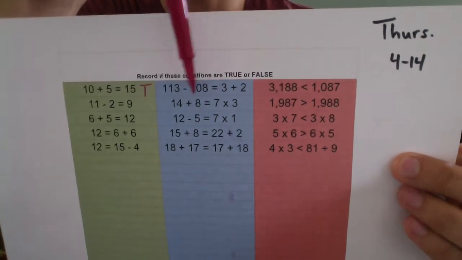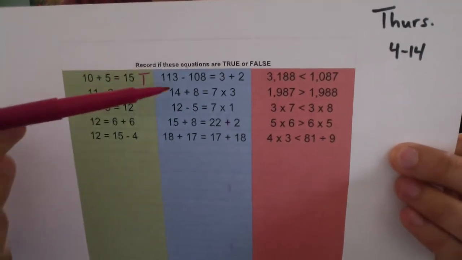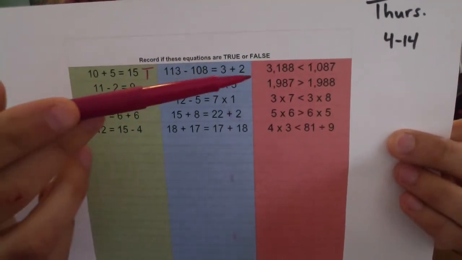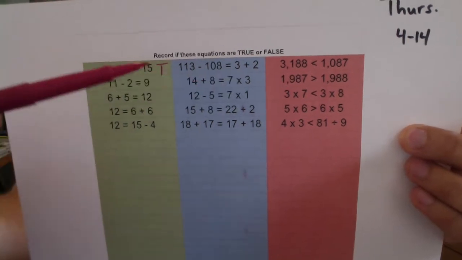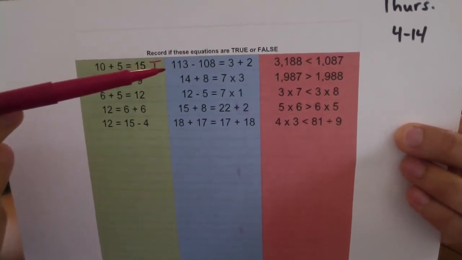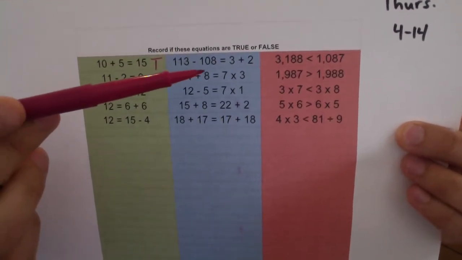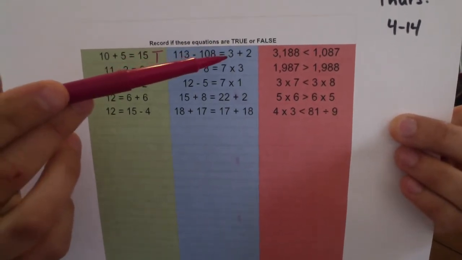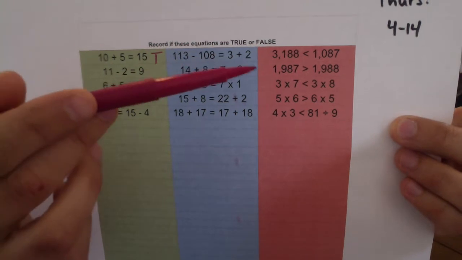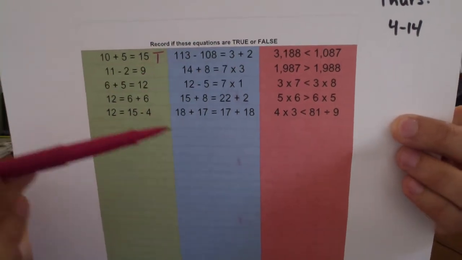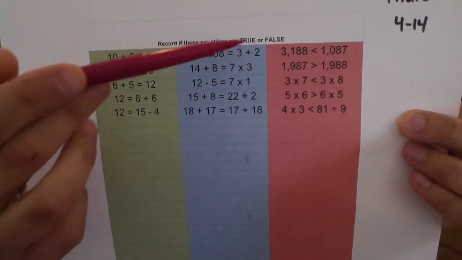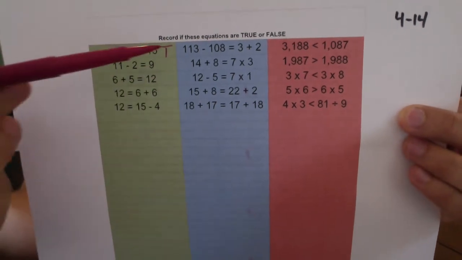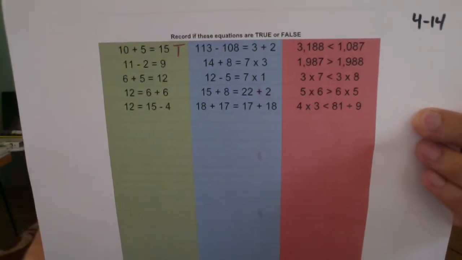And as you get into the tens and hundreds, you will notice that there are some operations on both sides of the equal sign sometimes. So for this one, you'd have to subtract 113 minus 108 and figure out what that answer is and see if it equals the answer to the equation 3 plus 2. So these ones are more involved. There's more steps. Still same thing though. If it's true, you'll put a T. False, you'll put an F.